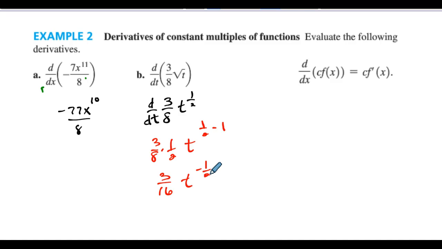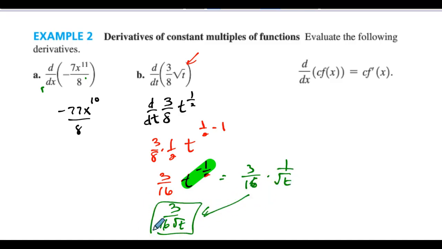And the rule of thumb is if they start with radicals, you give your final answer in terms of radical. And this is a negative exponent, so negative exponents reciprocate, go back into the denominator, and I'll write it as a radical, the square root of t. So remember, this is really 3/16 times 1 over the square root of t, and of course, it just simplifies to this.